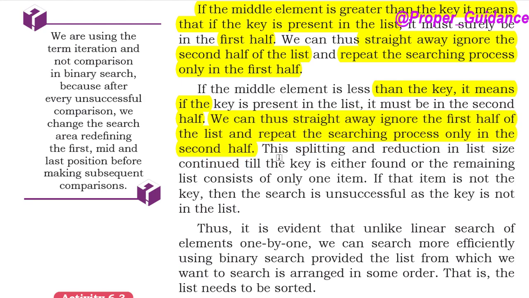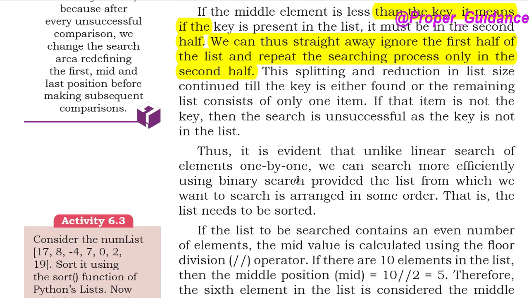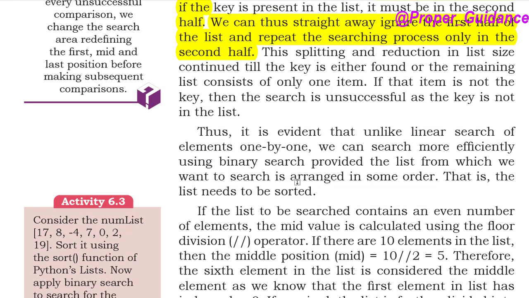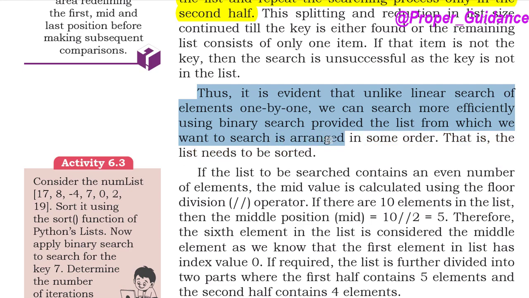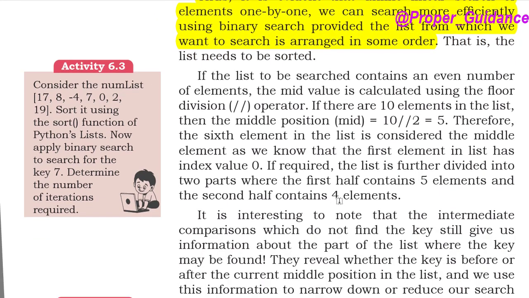This splitting and reduction in list size continues till the key is either found or the remaining list consists of only one item. If that item is not the key, then the search is unsuccessful, as the key is not in the list. Thus, it is evident that unlike linear search of elements one by one, we can search more efficiently using binary search, provided the list from which we want to search is arranged in some order. That is, the list needs to be sorted.